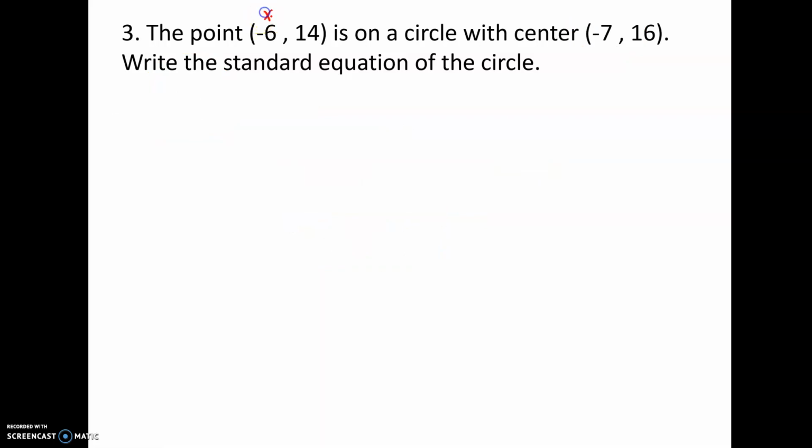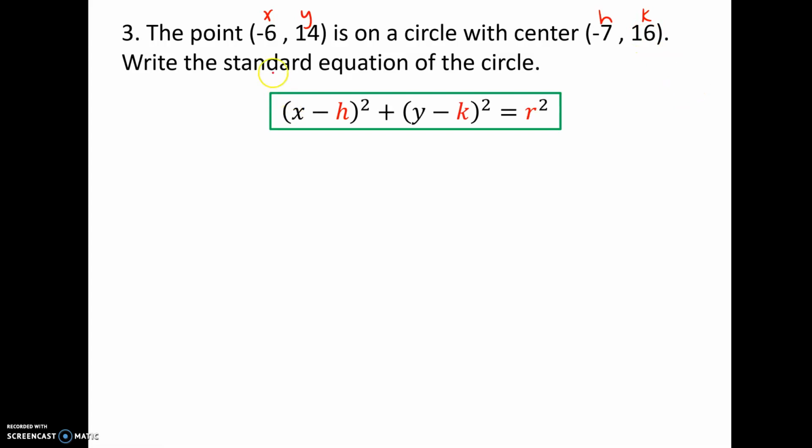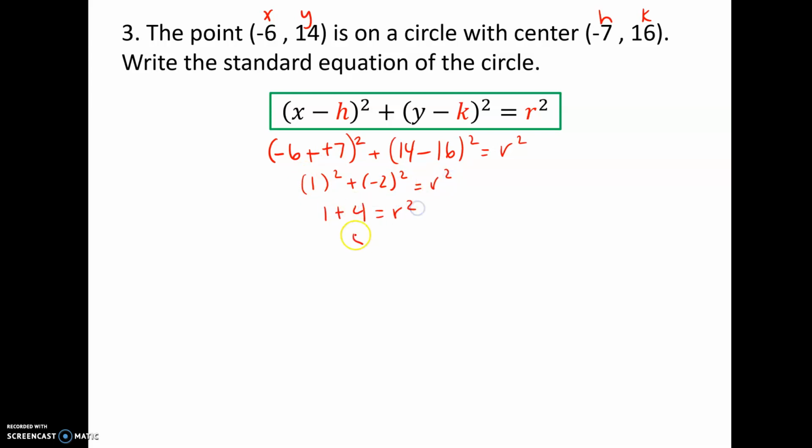So again, I have my x, my y, and here is my h and my k. I need to figure out what my r is. I'm going to replace my x with -6 minus my h, which is -7, double negative there, be careful, squared, plus my y is 14, minus my k, which is 16, squared, is equal to r squared. Double negative here becomes positive, so I'm going to get 1 squared plus -2 squared is equal to r squared. So 1 plus 4 equals r squared. 5 is equal to r squared, which means r is going to be equal to rad 5.